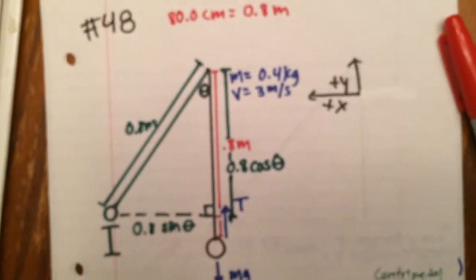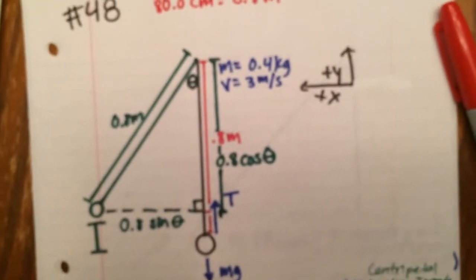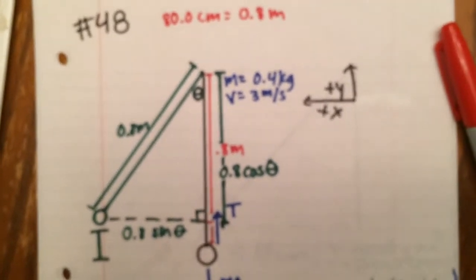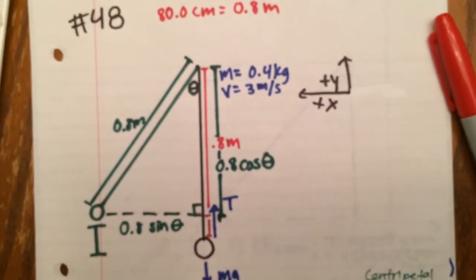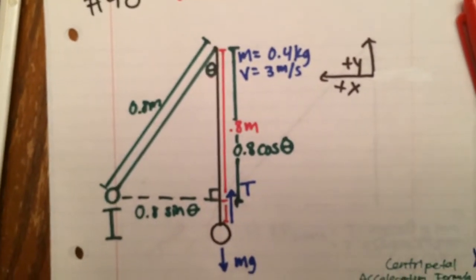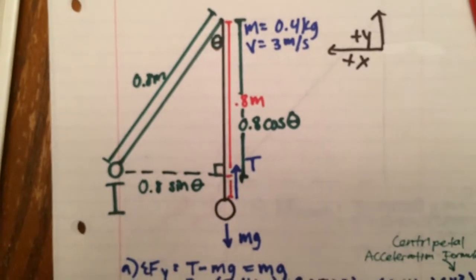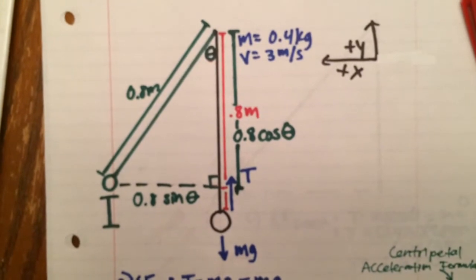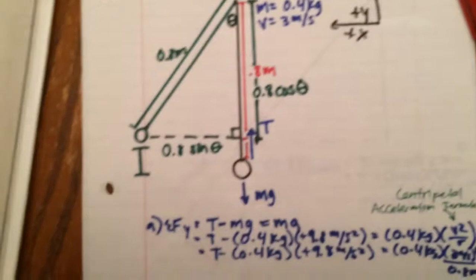I made a diagram and labeled all the givens that were given. Please note that the 80 centimeters I converted into 0.8 meters because that's the unit I want, and I showed which directions were positive in the x and y direction. Then I labeled the forces on the pendulum, so the weight going downwards and the tension from the string upwards. Having done my diagram, I can begin to solve.